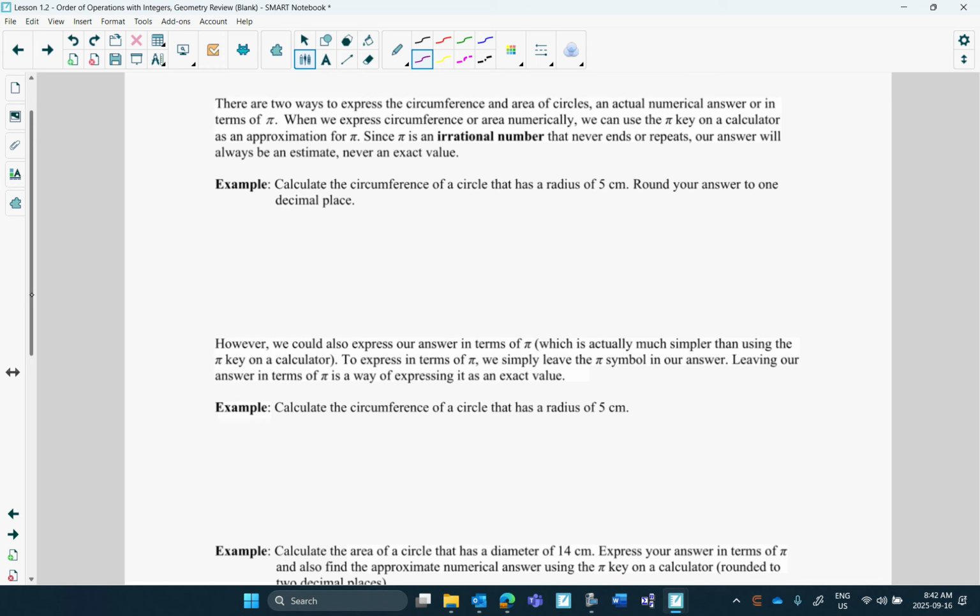So the formula is pi d. Okay, so you're going to use pi d, and then I did 3.14 times 10, and that equals 31.4 centimeters. That'll work. Okay. You could have used 2 pi r, and you get the same answer.